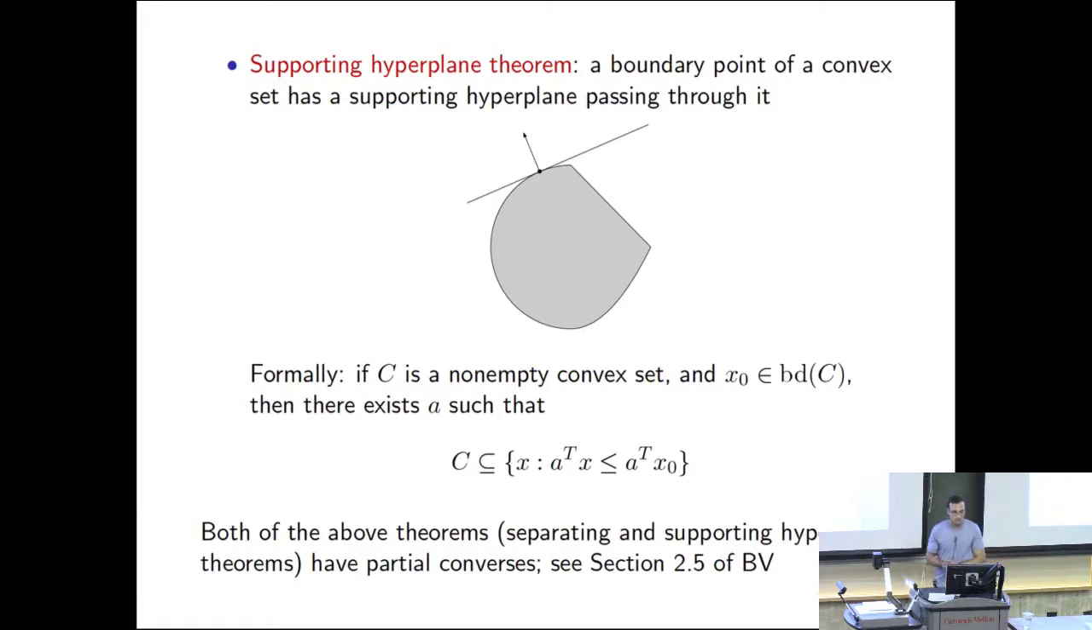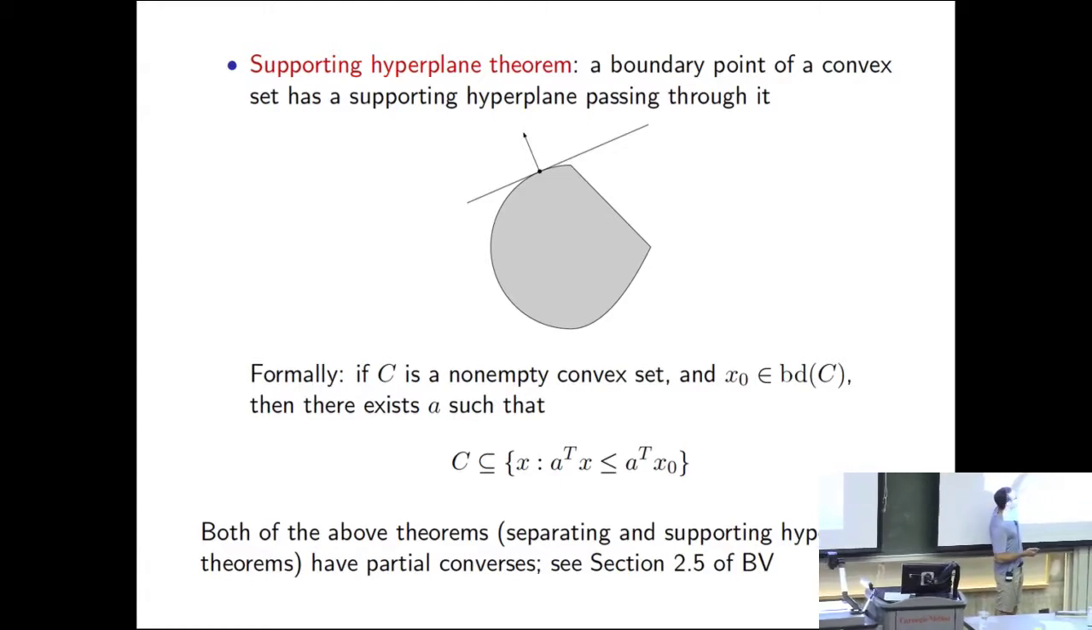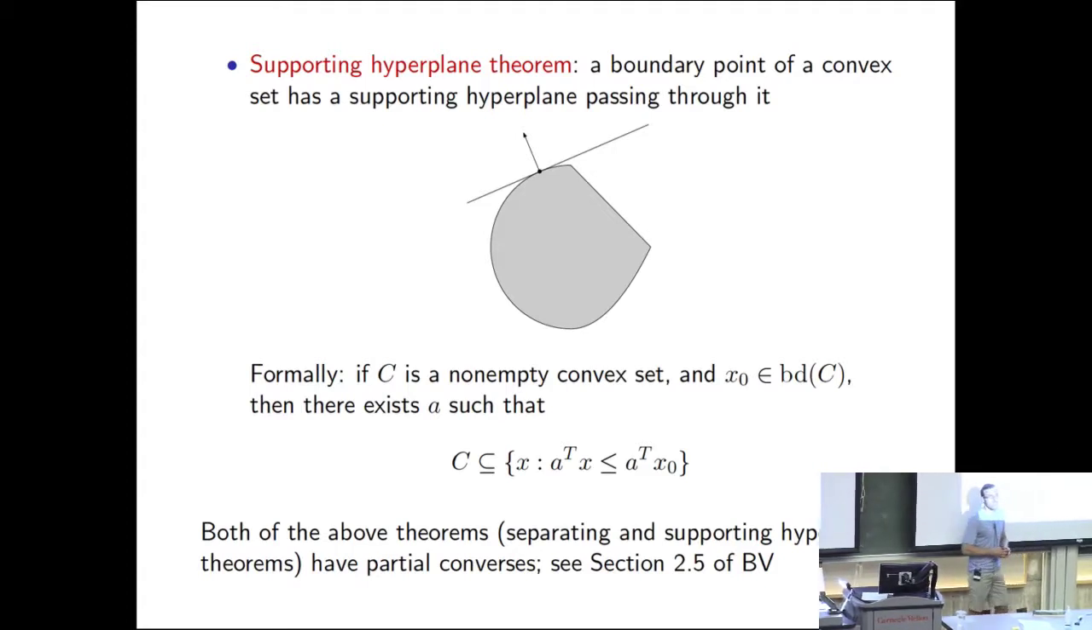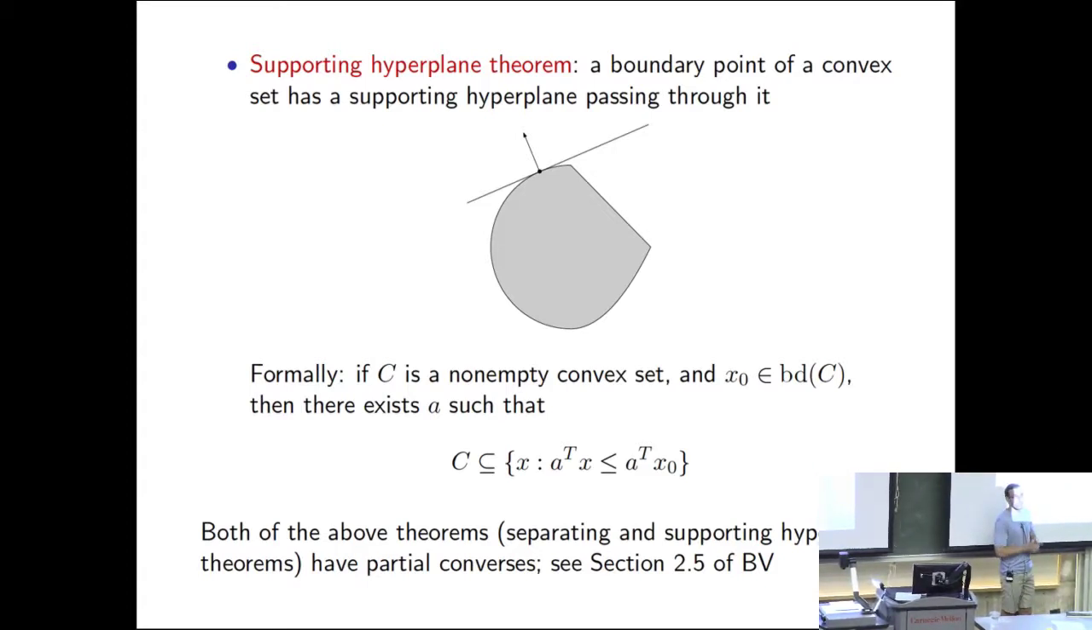What that means, I wrote down here formally, so I won't write it on the piece of paper, is that I have some A such that A transpose x is less than or equal to A transpose x0 for all points x in the set. So the inner product with this vector A is maximal at x0, and everything in the set lies less than or equal to A transpose x0 for some A.